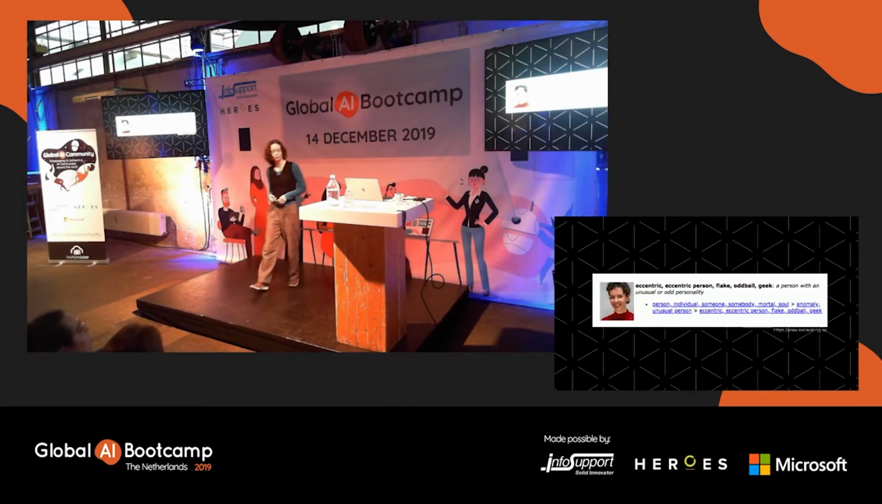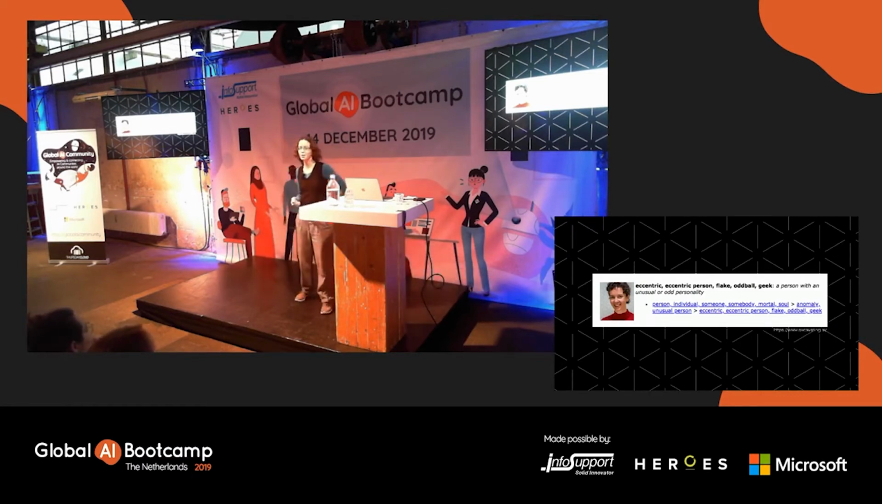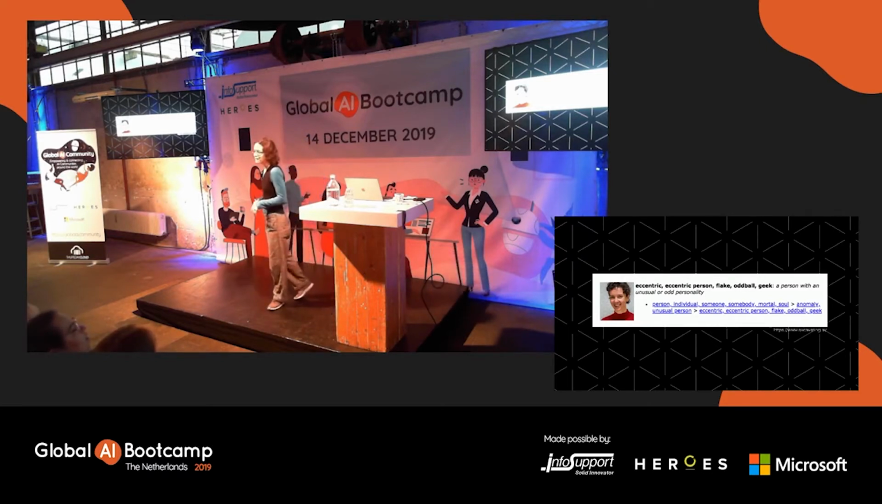So let me introduce myself. I'm an eccentric person, a flake, an oddball, and a geek who characterize that like me. So I've been classified by a system that has been trained on ImageNet. It was a system made by Kate Crawford from the AI Now Institute. And it was using these crowdsourced images of people where anybody could put a label on people. And it was, of course, very biased and sometimes offensive.